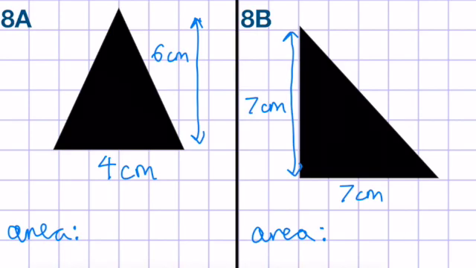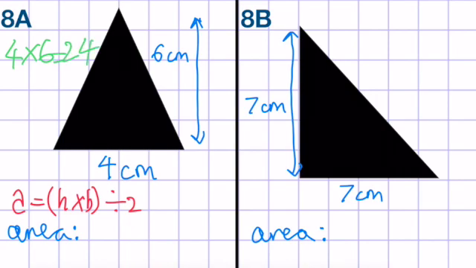Right, I'd like you to find the area of each of these triangles. So press pause, and then we'll do it together. All right, remember, area of a triangle is height times base, and then divide your answer by 2. So, for this one, let's choose a different colour. We're going to do 4 times 6, which is 24, and 24 divided by 2 is 12. So this one is 12 centimetres squared, because it's area.